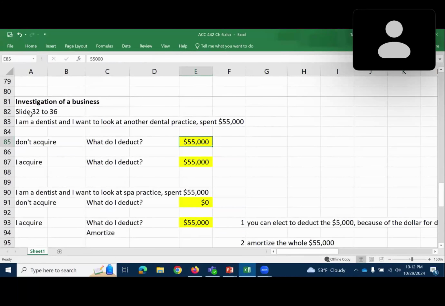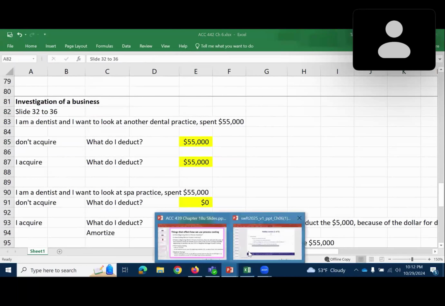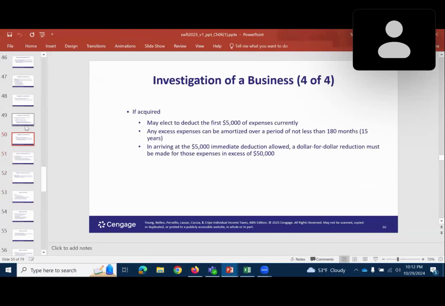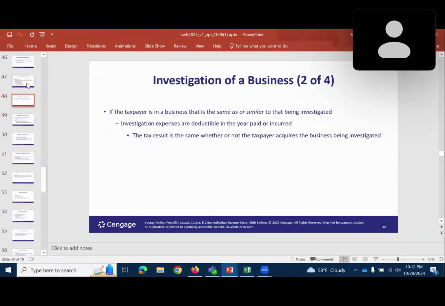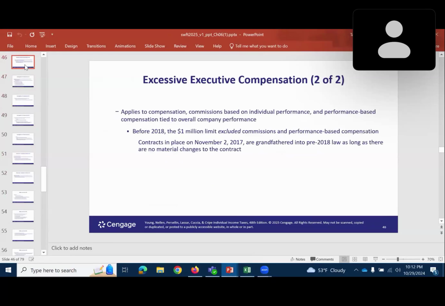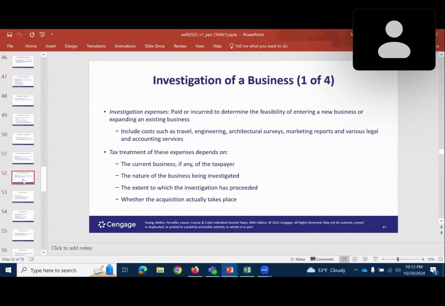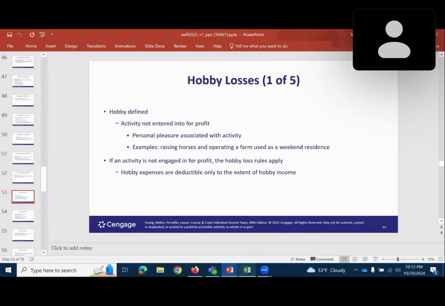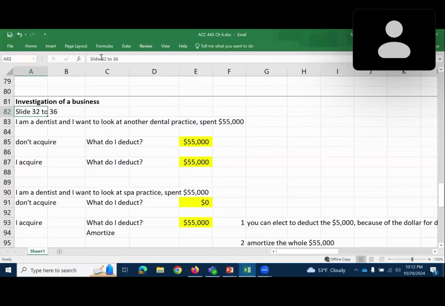I have an example here. I'm going to change the slide number. So this is $47 to $52. 47 to 52. So I gave you examples.